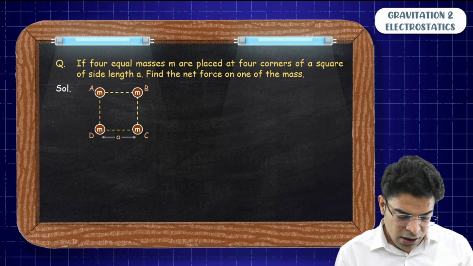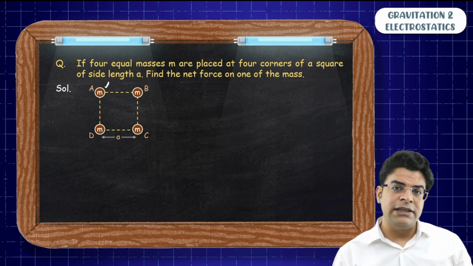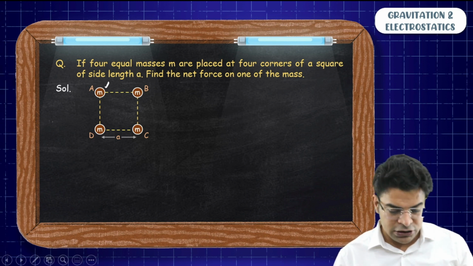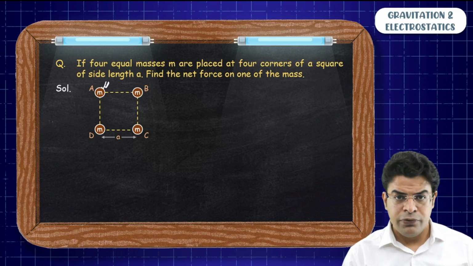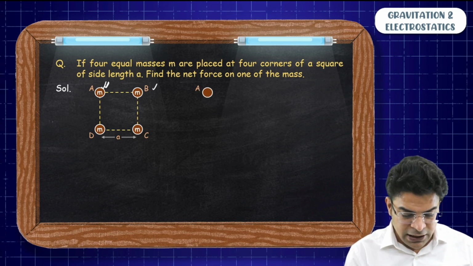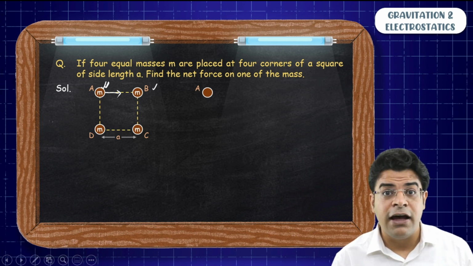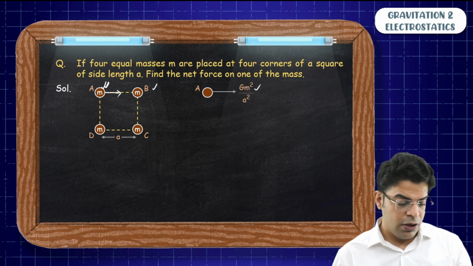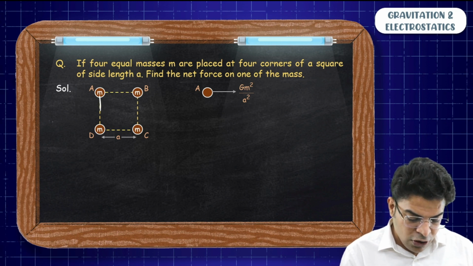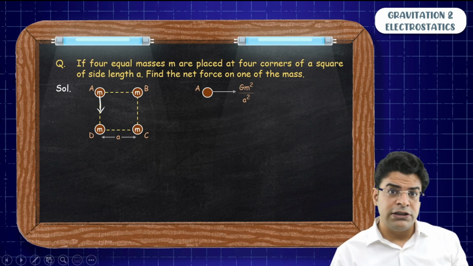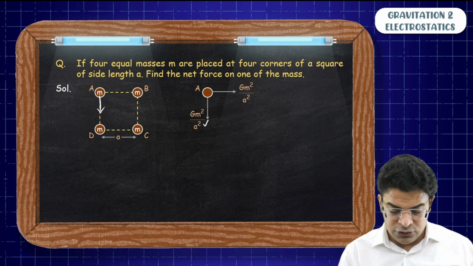Now here, on one of the masses, visualize the force due to all the other three masses. So on this mass A, because of the mass B, there will be an attractive force, and this attractive force will be towards B, and this force will have magnitude G m square upon a square. On this mass A, there will also be a force because of D towards itself, and that force will be G m square upon a square.